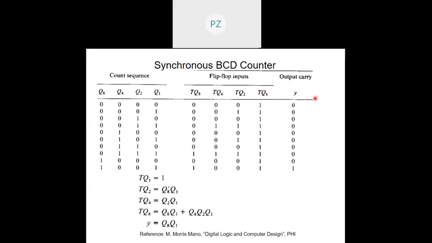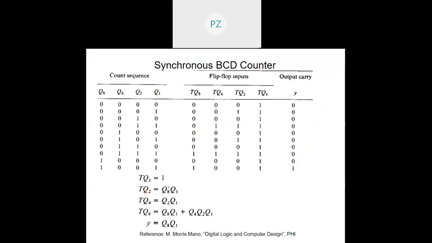And how about the output carry? It remains 0 all through. It is only when we have 1001 that it goes 1, which indicates that the count has been completed once. You can use this output carry to feed the next stage of the N-decade counter. If you are employing this synchronous BCD counter as the ith stage of an N-decade counter, then this Y can be used for energizing the next decade counter in the series, right? So this is the explanation about the synchronous BCD counter.